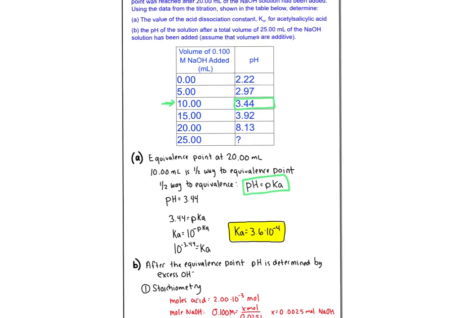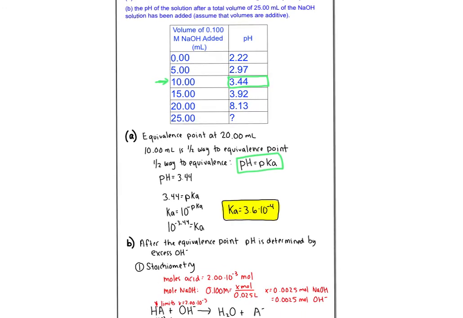So the halfway to the equivalence point can be really useful. It can actually help you find the Ka of an acid if you know the pH value at the halfway to the equivalence point. So at the halfway to the equivalence point, the pH was 3.44, so that means 3.44 equals pKa. Well, to find Ka, we've got to get rid of that P, so we'll take 10 to the negative pKa, just like we take 10 to the negative pH to get H. So 10 to the negative 3.44 gives me my Ka, so my Ka value for this weak acid is 3.6 times 10 to the negative fourth.